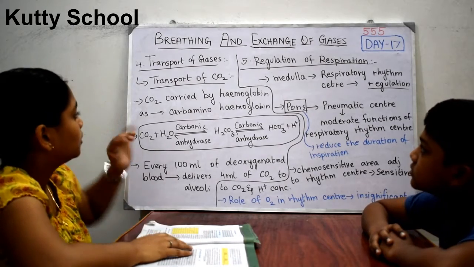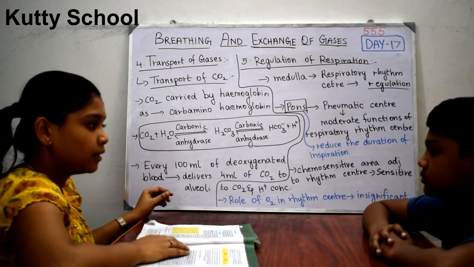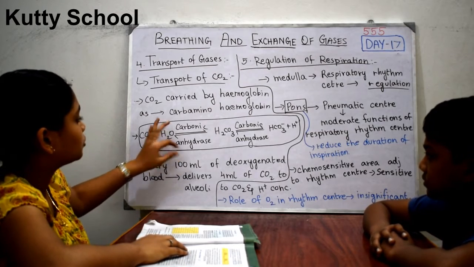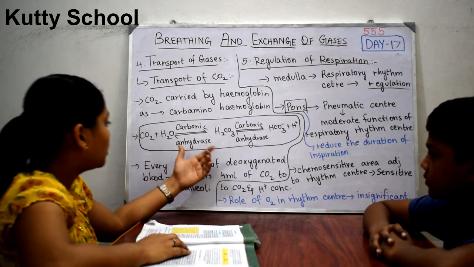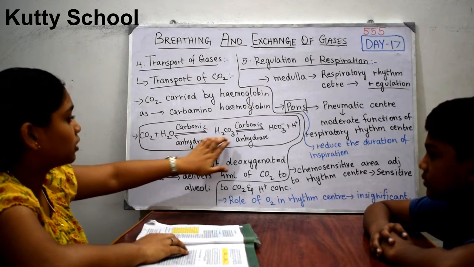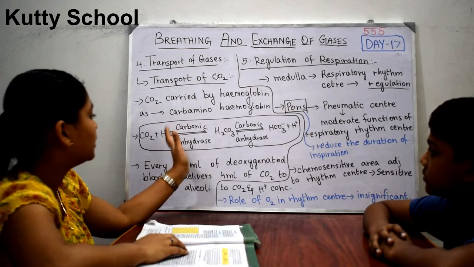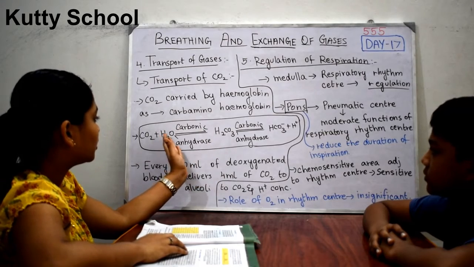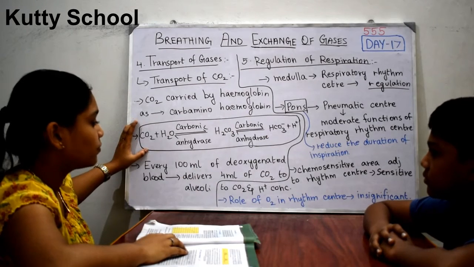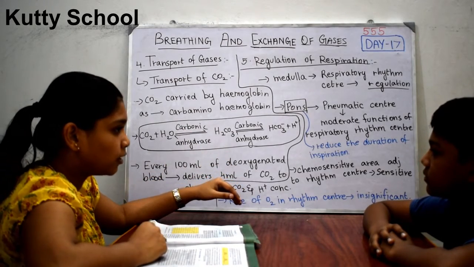Carbonic anhydrase enzyme is present in abundance in blood, in RBCs, and minute quantities of this enzyme are also present in plasma. What does this carbonic anhydrase do? It converts carbon dioxide to carbonic acid and hydrogen carbonate ions, in a reversible manner. Whenever needed, it is converted to hydrogen carbonate, again to carbon dioxide, and again to hydrogen carbonate ion. This reaction is reversible, and whenever the blood needs, it can transport this carbon dioxide in any form.